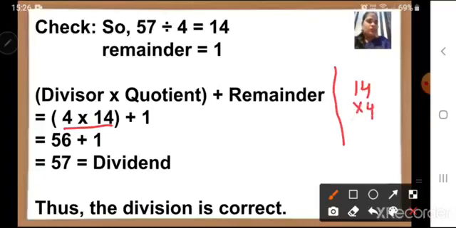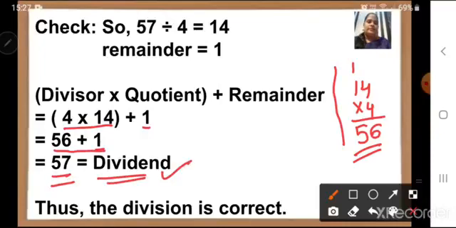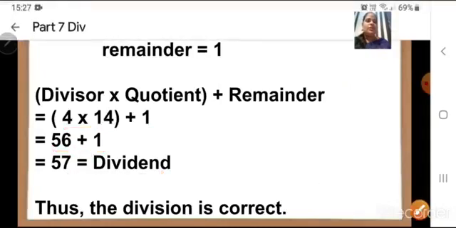14 into 4. 4 fours are 16, 4 ones are 4, plus 1 is 5. So we have got here 56. 56 plus, what is our remainder? 1. Correct? That also we have to write down. Now 56 plus 1 is equal to 57, which is our dividend. Okay. So children, the final answer here will be, thus the division is correct. Right? Note down, children, all the steps properly.